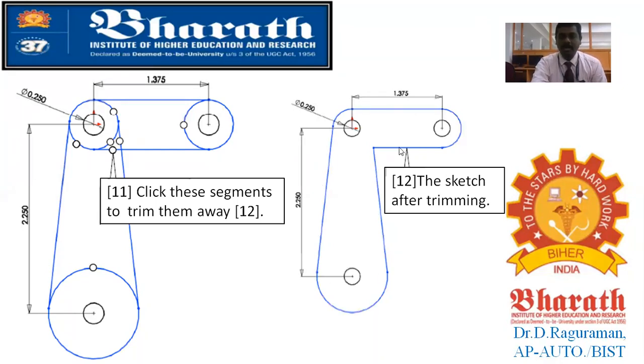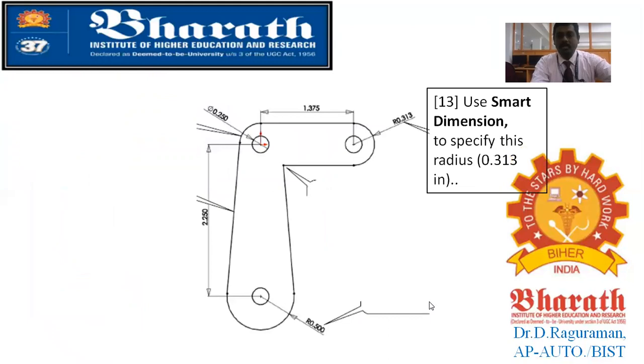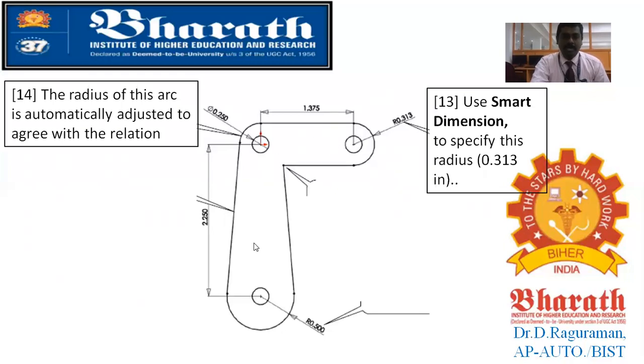This is our required 2D geometry. So now you have completed the 2D geometry. Now you will specify the radius, making use of the smart dimension again. You specify the radius as 0.313 inches for this one. As you have used the smart dimension, even though you have made an equal radius, you can change the dimensions any time. So you will change the radii and then complete the circle dimensions.